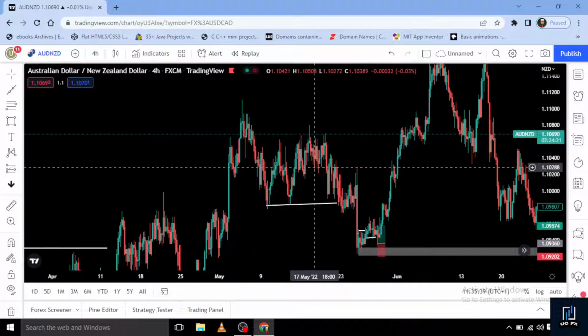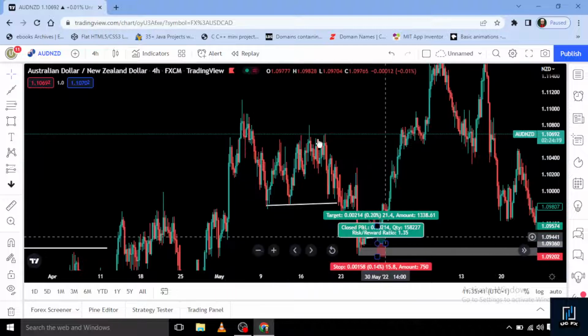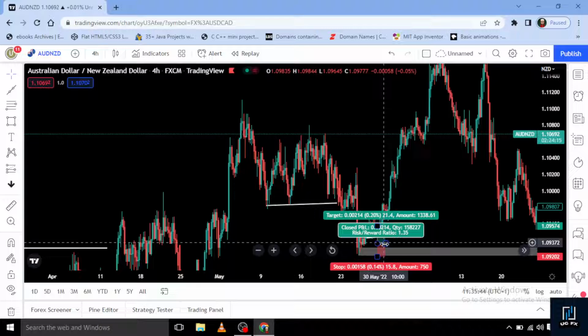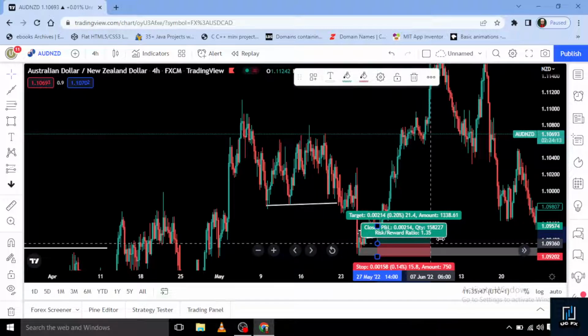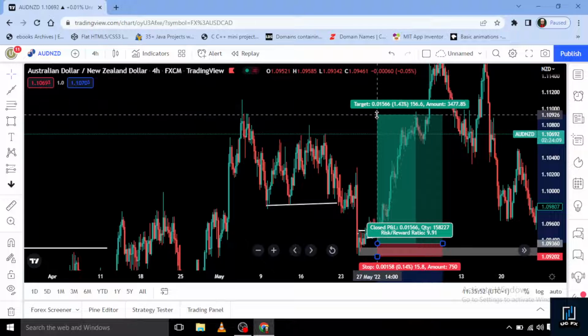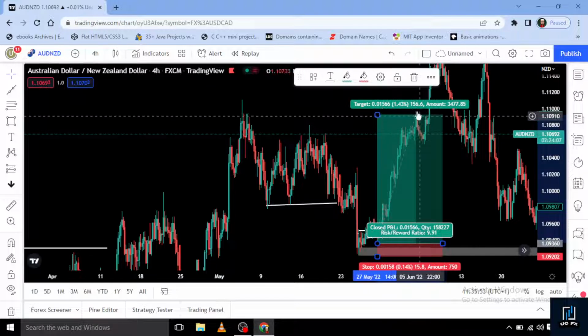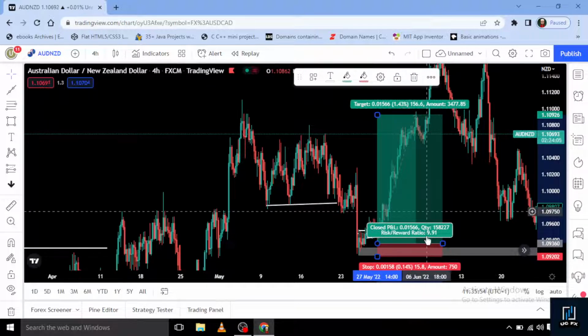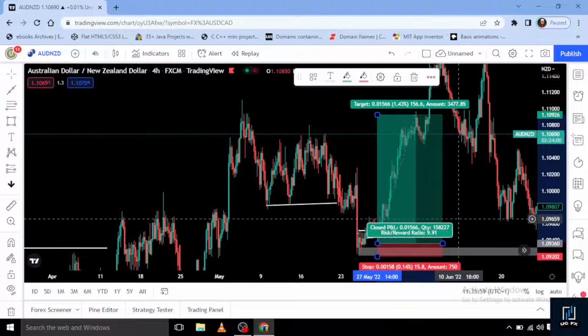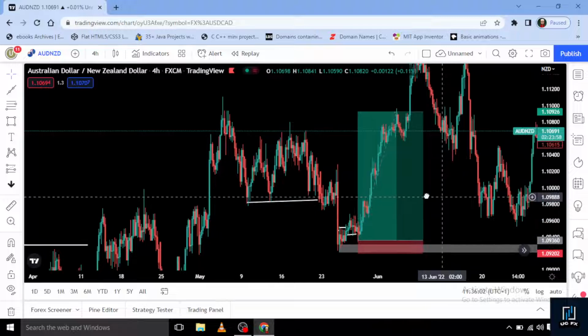So all this movement was actually a retracement. So we need to be targeting these highs. So targeting these highs, you will have a take profit of about 156 pips. So that's actually a 1 to 9, almost a 1 to 10 risk to reward ratio. So this is the kind of trades you need to be catching.